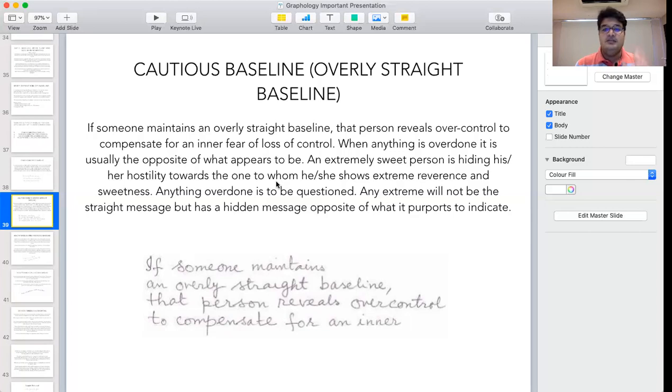This particular person is an extremely sweet person, but is hiding his or her hostility towards the one to whom he or she shows extreme reverence and sweetness. Anything overdone is to be questioned. Any extreme will not be the straight message, but has a hidden message opposite of what it purports to indicate. Basically, if it is overtly straight, even if it's not moving an inch up or down, it's absolutely straight.